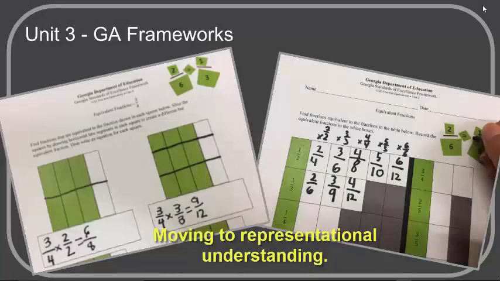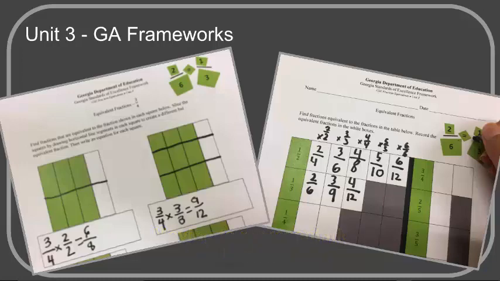In this task from Unit 3 in the Georgia Frameworks, students create multiple equivalent fractions by drawing partitioning lines. Once students begin to see the patterns, they generate equivalent fractions without models.